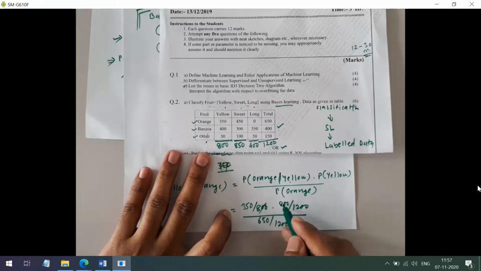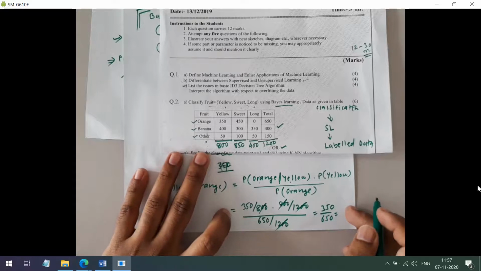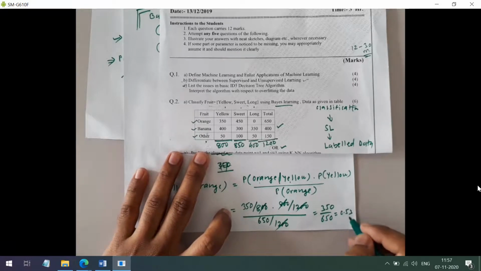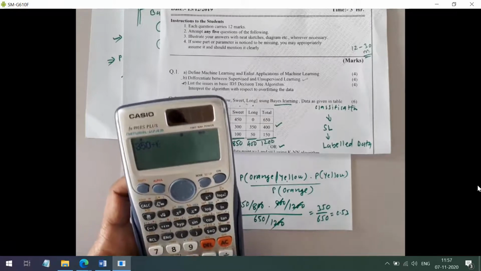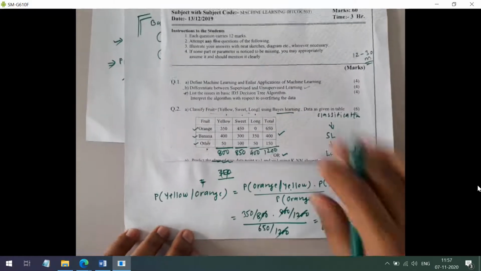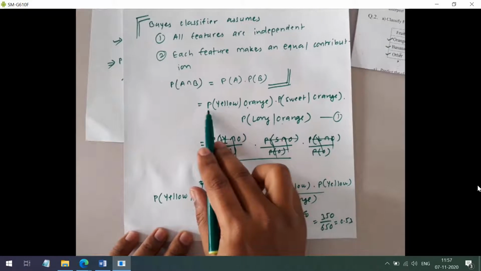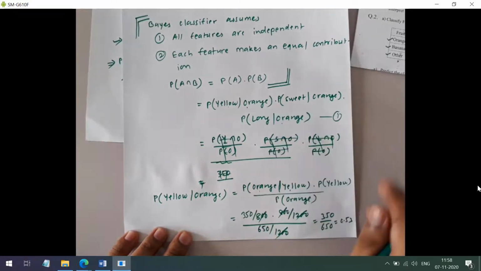Now we will cancel out the terms. So it is 350 divided by 650, which will come out to be 0.53. I will calculate; for machine learning you will require the calculator. So 350 divided by 650, its answer is 0.538. So this is the value of this term, probability of yellow given orange. Now we will find probability of sweet given orange.